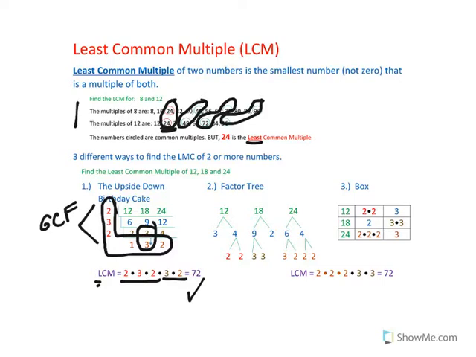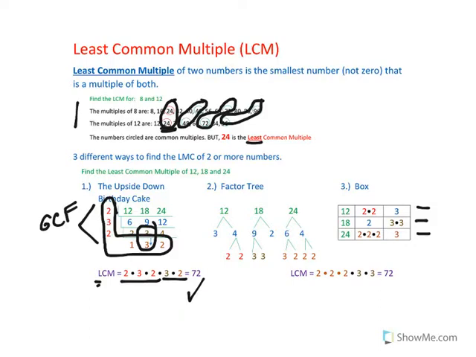Now I can use the factor tree and or the box together or separately. It's whatever your comfort level is. This is probably more familiar to you, but you're going to take the numbers 12, 18, and 24 and break them down to the prime factorization. So any number I put in this box has to be a prime number. 12 is 2 times 2 times 3. 18 is 2 times 3 times 3. 24 is 2 times 3 times 2 times 2.